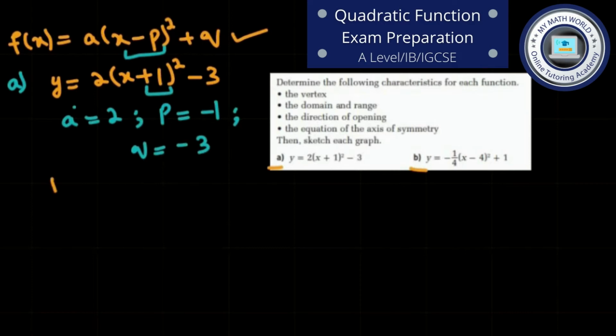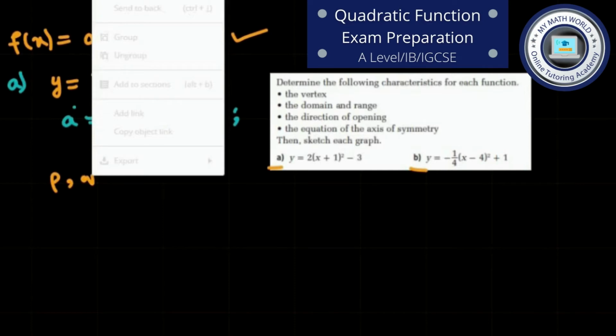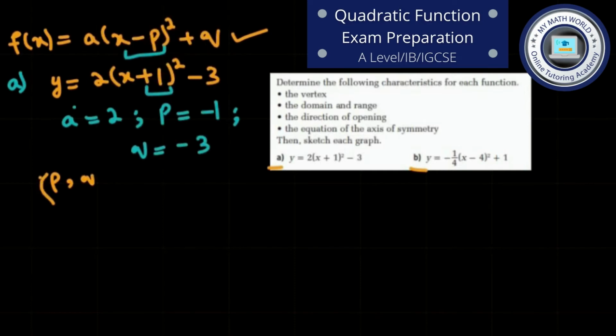the vertex was, if you remember, (p, q). We obtained it by writing the general equation of the vertex form. So (p, q) is equal to, where p value is minus 1, q is minus 3. So that means this (minus 1, minus 3) is the vertex. So we have done this part for the first question.